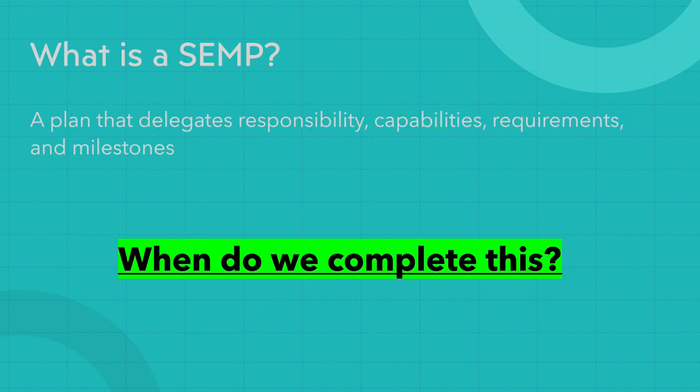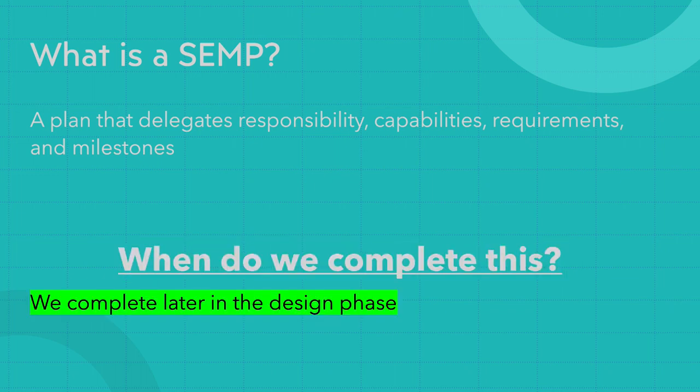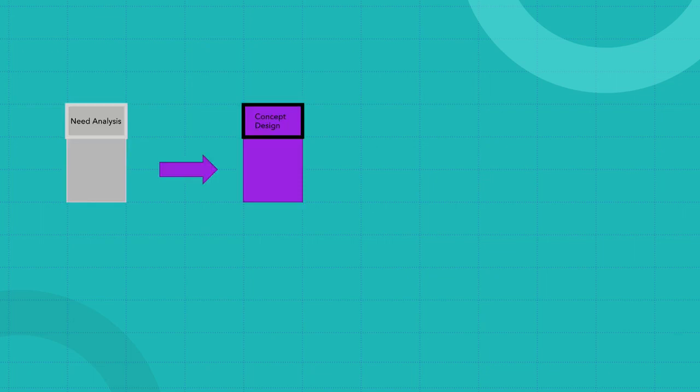But a very important question is, when should the system engineer focus on completing this document? It is recommended to be completed later in the design phase before implementation. Let's discuss this in further detail. Right here we have our workflow model for system engineering. We are performing a needs assessment. After defining the issues and needs, we are conceptualizing the design.